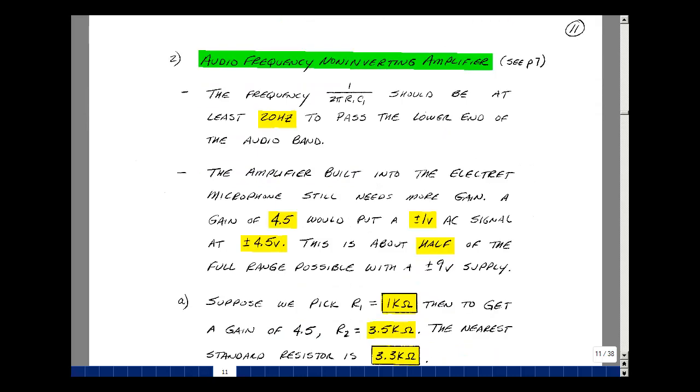Let's next pick the component values for the audio frequency non-inverting amplifier that was on page 7. The corner frequency was at 1 over 2 pi R1C1. I'm going to pick that to be around 20 Hertz so that I can pass the entire audio band. Now the amplifier that was built into the microphone still will need some more gain. As we saw, when we spoke into the microphone we got out about a plus and minus 1 volt AC signal. If I gave that a gain of 4.5, then I would swing a plus and minus 4.5 volts, and this is about half of our power supply. That would leave us a little bit more for the remaining stages of gain.